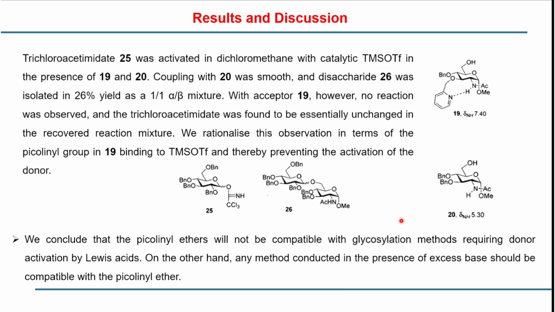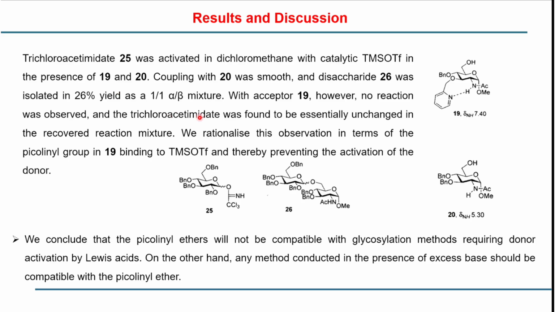So till now, the donor they have used is the sulfoxide donor, that is the Kahn method. This TCA donor is also very well established in glycosylation. So they took this TCA 25 and activated it in dichloromethane. The catalyst was TMSOTf, in the presence of acceptors 19 and 20. In the case of 20, the reaction went well. The reaction was smooth, but they got just 26% yield, an alpha-beta 1:1 mixture.